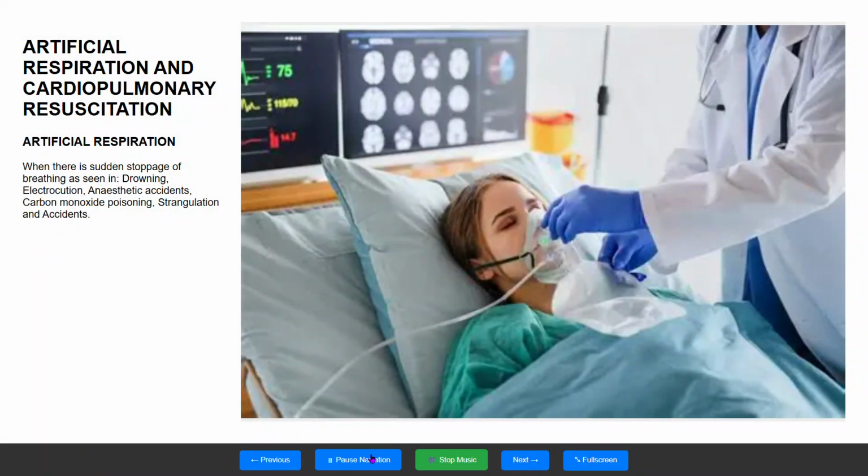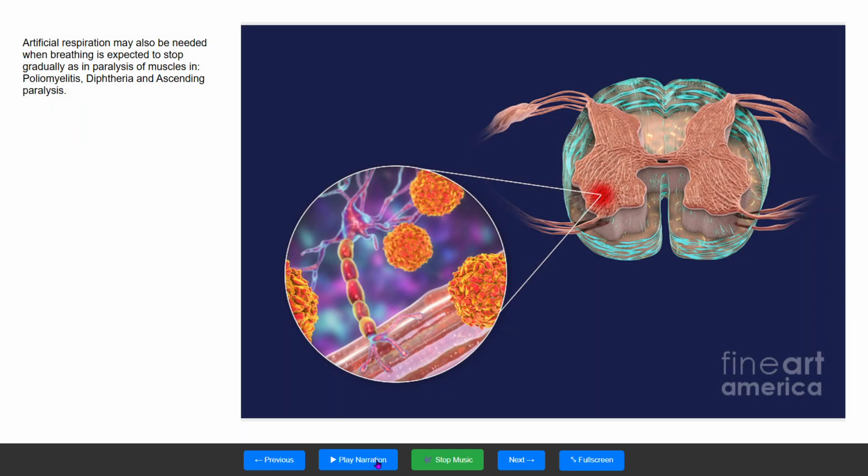Artificial respiration, AR, alone is required as an emergency life-saving procedure when there is sudden stoppage of breathing, as seen in drowning, electrocution, anesthetic accidents, carbon monoxide poisoning, strangulation and accidents. Artificial respiration may also be needed when breathing is expected to stop gradually, as in paralysis of muscles in poliomyelitis, diphtheria, and ascending paralysis.